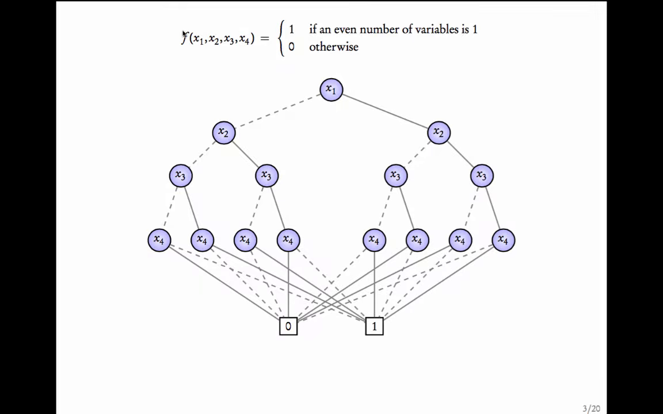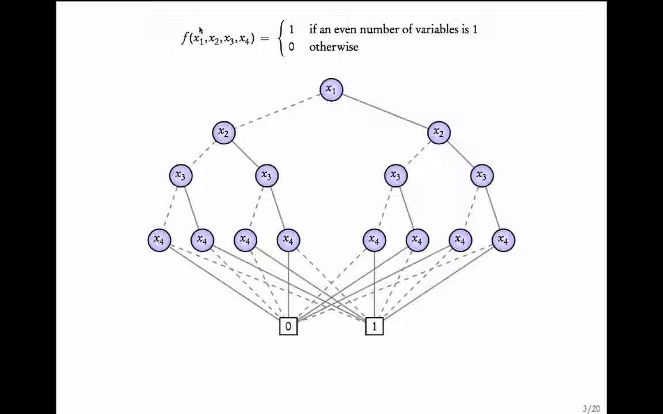Let us have a look at this Boolean function which takes as input 4 variables x1, x2, x3, x4 and maps some valuation of these variables to 1 if an even number of them is 1. For example, suppose x1 is 1, x2 is 0, x3 is 1 and x4 is 0. How many of them have been marked with 1? x1 is 1 and x3 is 1. So an even number of them is 1. So f of 1, 0, 1, 0 will be 1. That's what this definition says.